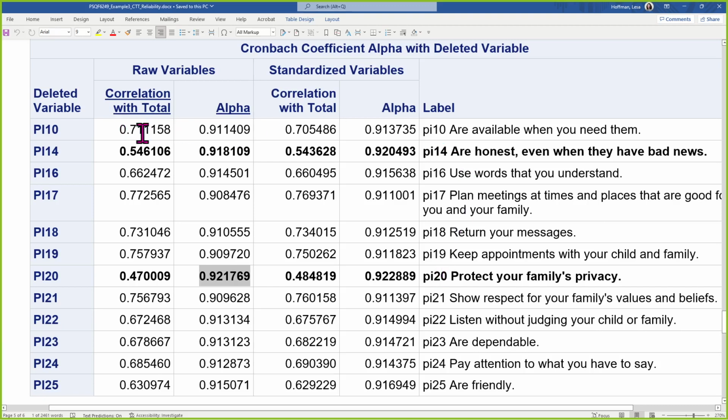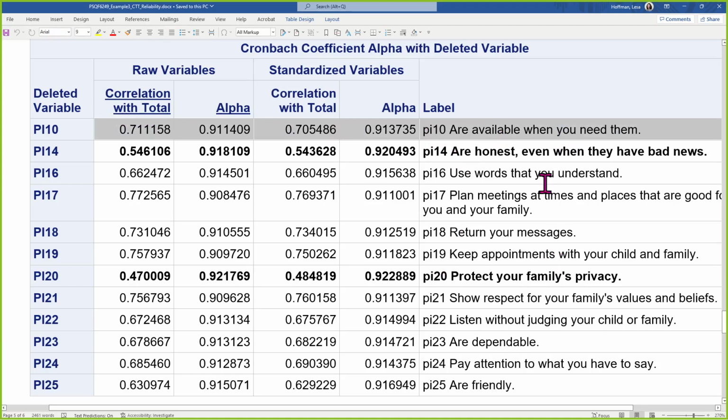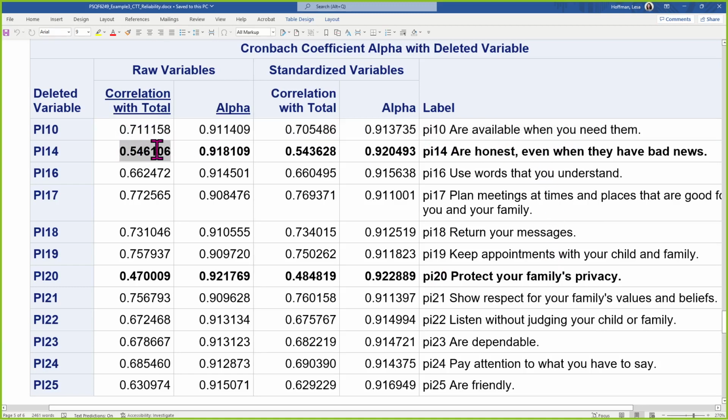Our new items that we borrowed from the other scale, availability looks like it's hanging in there just fine. This one's a little bit lower. And that could be because of not applicable, right? Maybe they haven't had bad news yet, so they don't know how to answer the question. Could be, who knows?